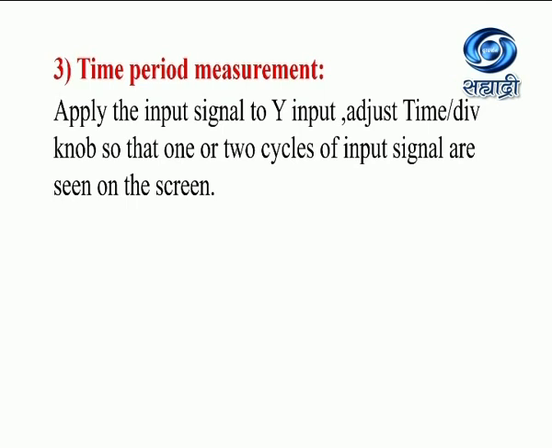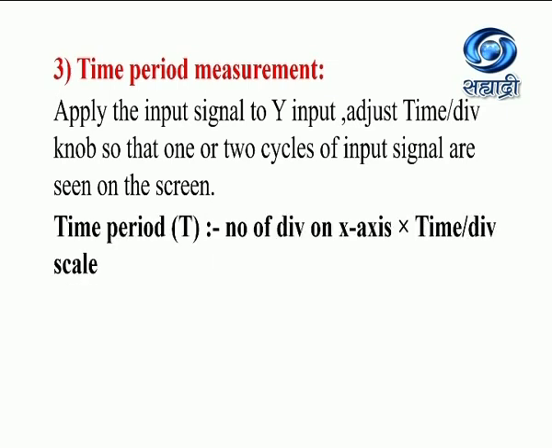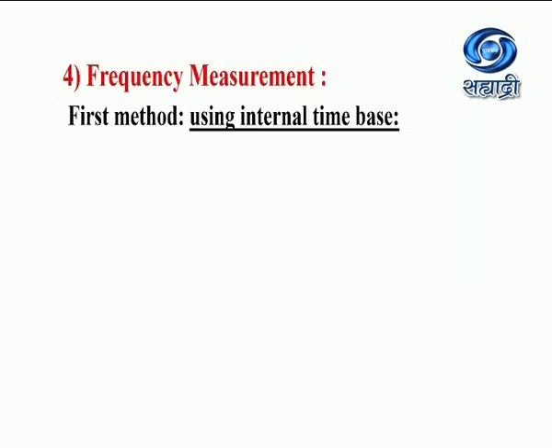The third application is time period measurement. So basically time period is required to measure the frequency, that is capital T, and it is measured in seconds. Apply the input signal to Y input and adjust time per division knob so that 1 or 2 cycles of input signal are seen on the screen, and you have to take 2 readings: number of divisions on x-axis covered by that cycle, and time per division scale. The product of these 2 readings gives you the time period, that is capital T, and it is measured in seconds.